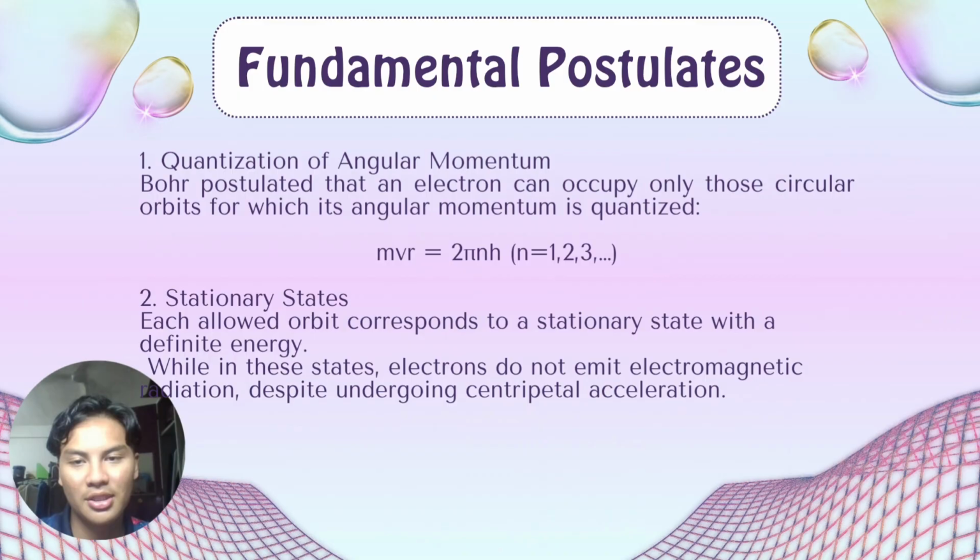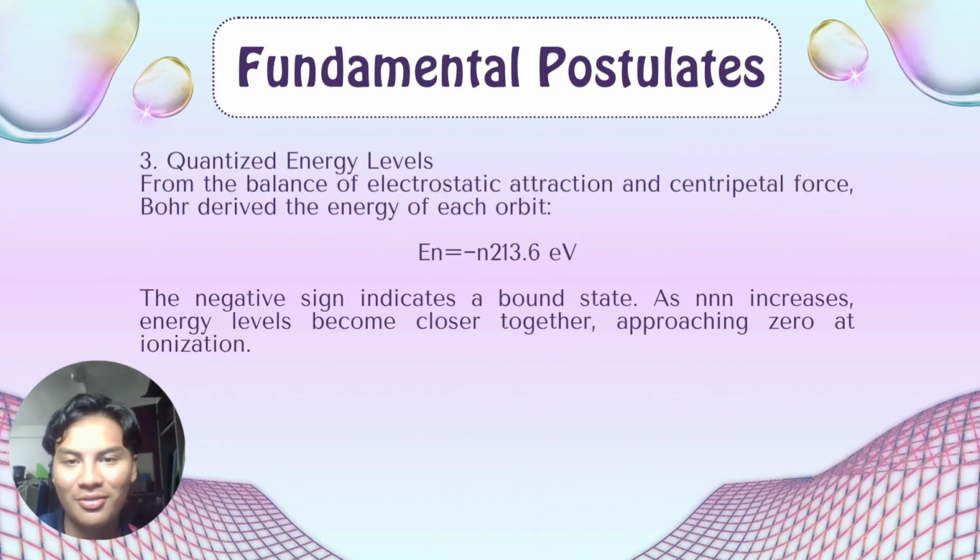Second, stationary state. Each allowed orbit corresponds to a stationary state with defined energy. While in this state, electrons do not emit electromagnetic radiation despite undergoing centripetal acceleration. Third, quantized energy level. From the balance of electrostatic attraction and centripetal force, Bohr derived the energy of each orbit. The negative sign indicates the bound state. As n increases, energy levels become closer together, approaching zero at ionization.